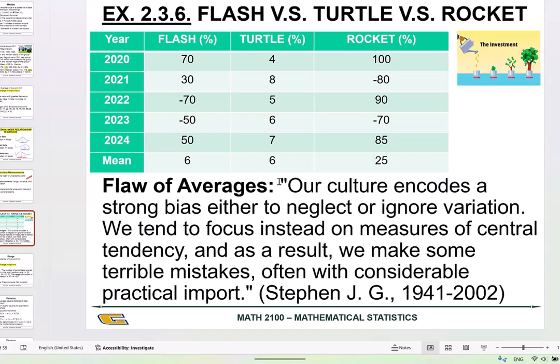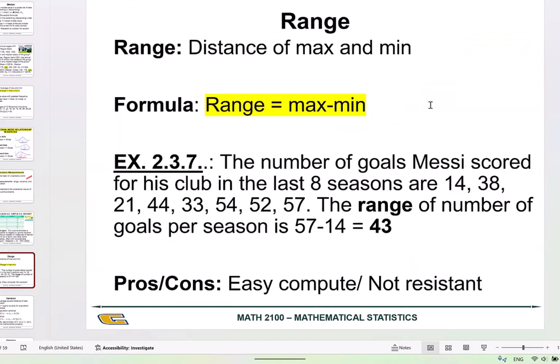So this is what we call the flaw of averages. By Stephen, a very famous biologist of the US. He said that our culture encodes a strong bias either to neglect or ignore variation. We tend to focus instead on a measure of central tendency, and as a result, we make some terrible mistakes, often with considerable practical import. So this is why we need to learn about variation. When you study data, don't just look at the mean and make the decision. So now, let's look at some ways we can measure the variation.